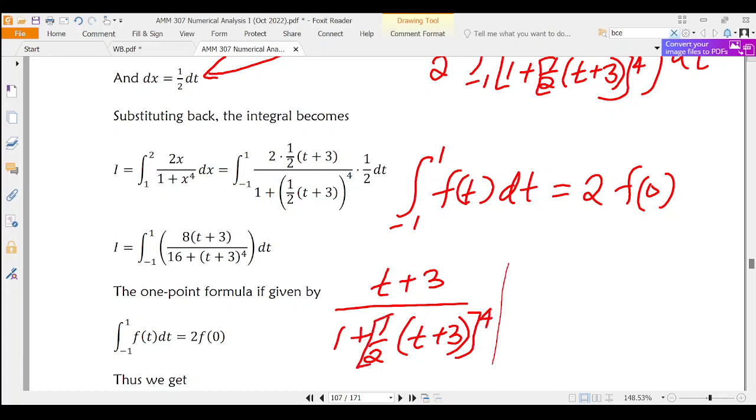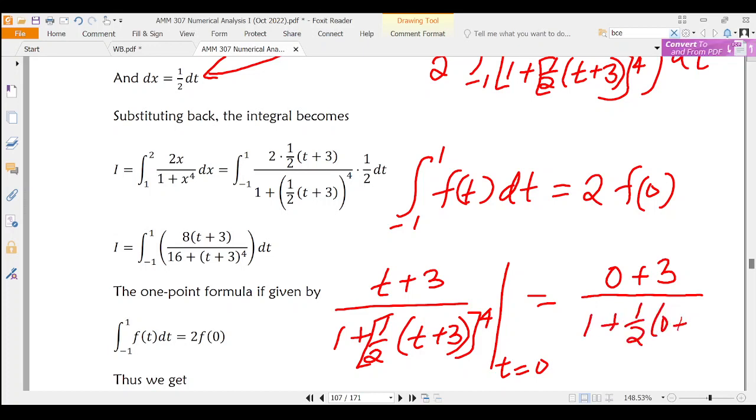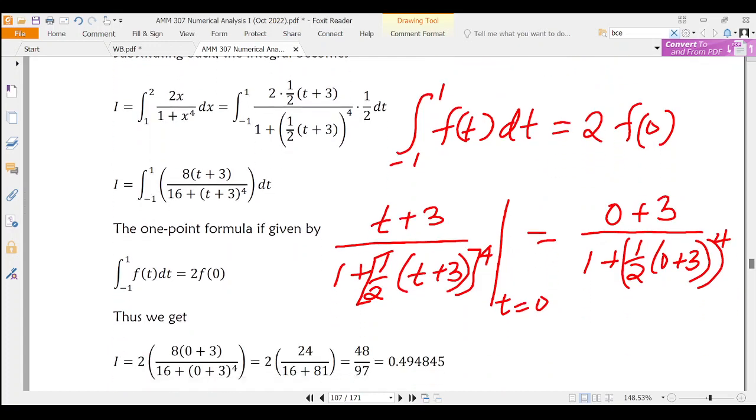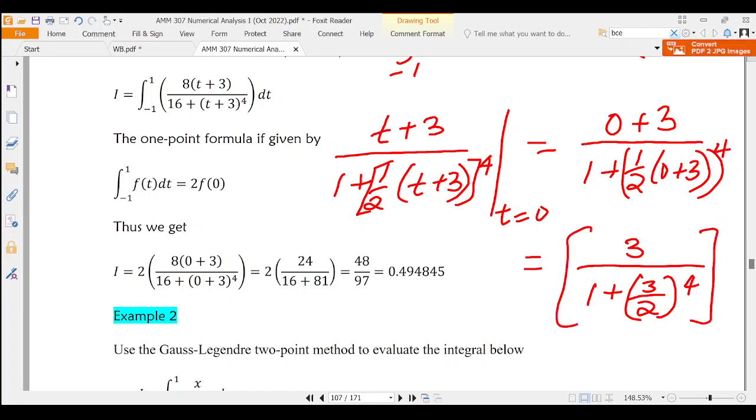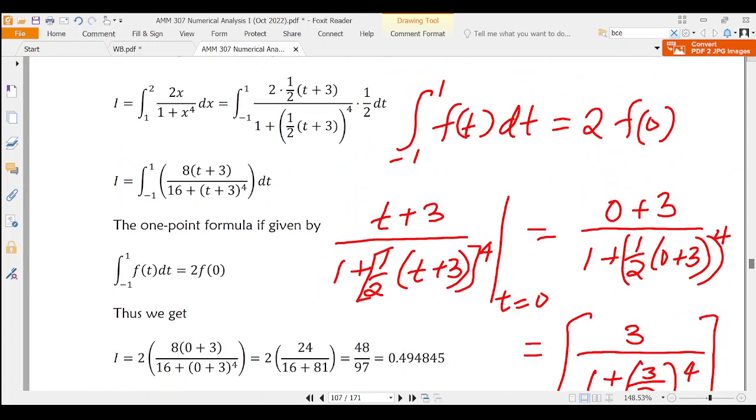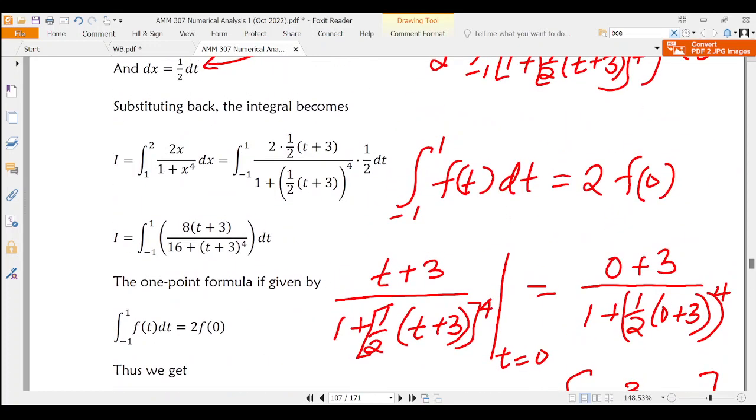We just need to evaluate this when t is equal to 0, so that we get 0 plus 3 divided by 1 plus a half into 0 plus 3 raised to the power of 4. And we see now this one is very easy to work out. The numerator is 3. The denominator will be 1 plus 3 all over 2 raised to the power of 4, which we can work out. Once we work out this quantity, then we shall multiply by 2.